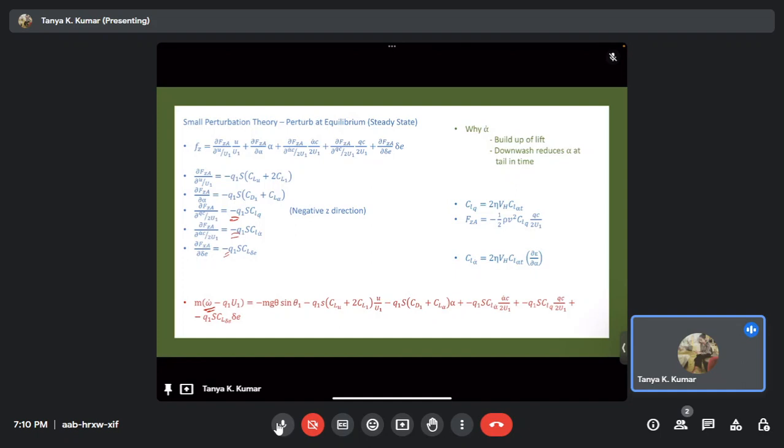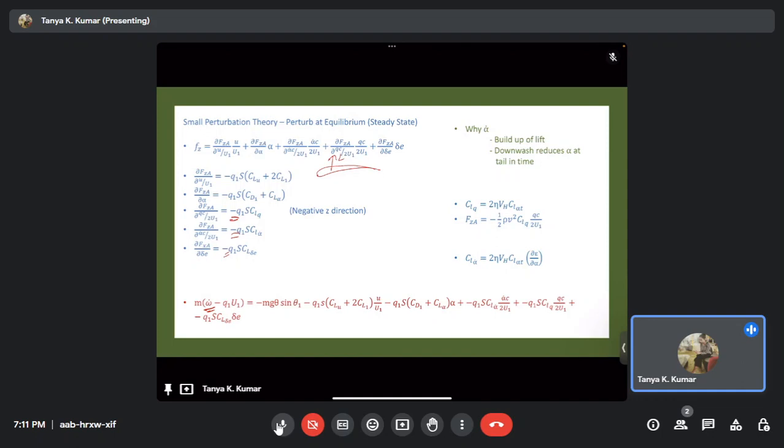It is opposite to the z direction, so you have a negative sign there. So if this is your wing, the lift is produced in this direction, but we have taken the z axis of the body frame in the downward direction, towards the underbelly of the aircraft. So the lift will have a component in the negative z direction.